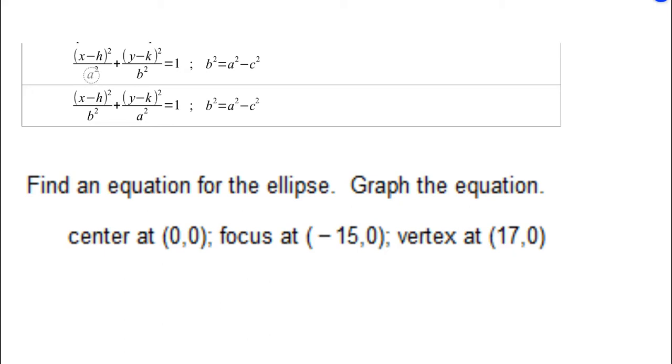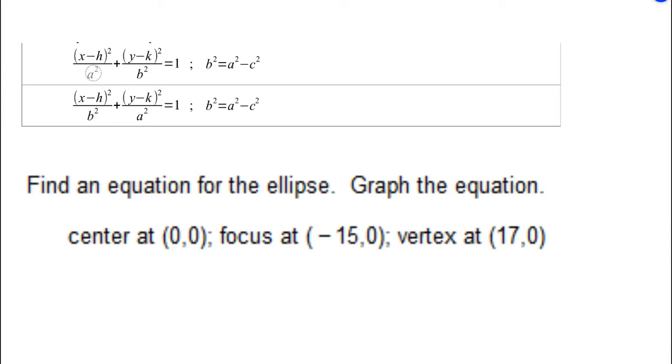The a is the distance between the center and the vertex along the major axis. B is the distance between the center and the vertex along the minor axis. A is always larger than b. And then we have this value of c, and c is the distance between the center and the focus. We have a very similar equation here. The only major difference is the position of a squared and b squared.